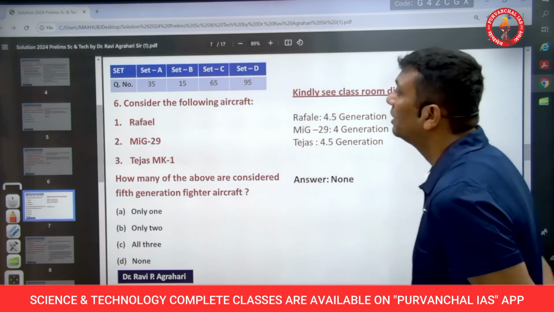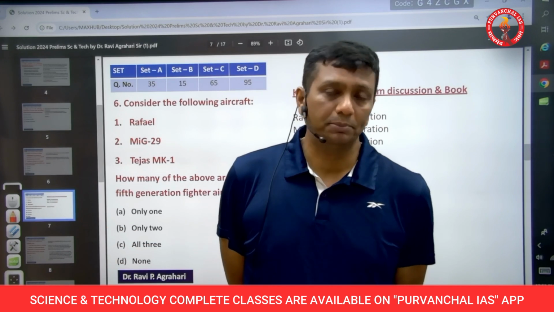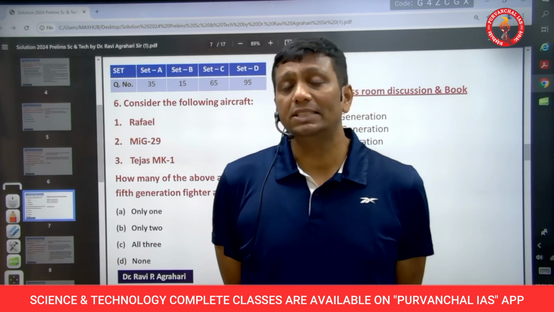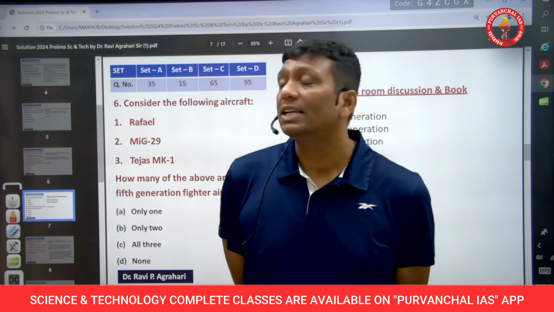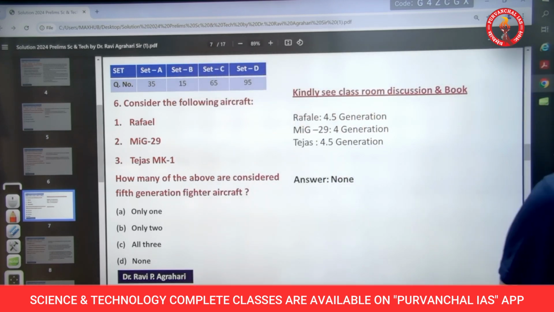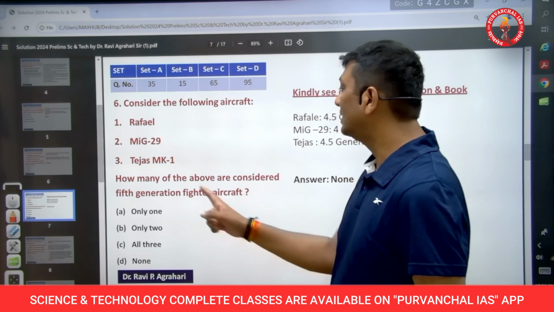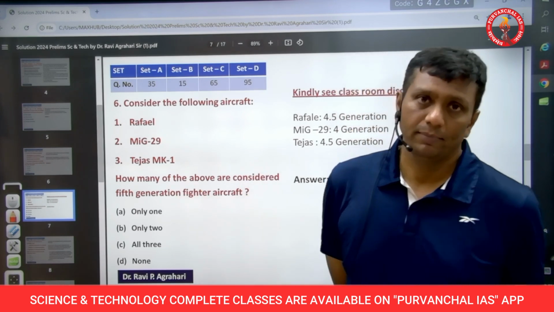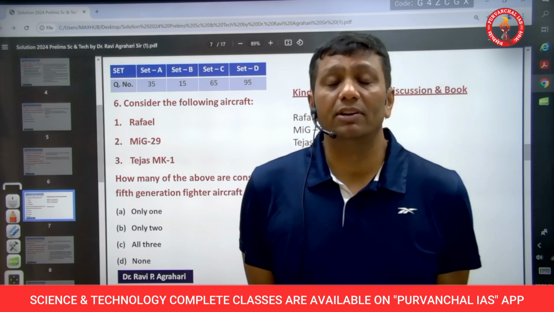Now this is the question paper from the defense chapter. Actually, defense is always a very least important chapter. But this year UPSC had 5 questions from defense in the prelims examination, and this is mentioned here. Consider the following aircraft: Rafale, MiG-29 and Tejas Mk1. How many of the above are considered 5th generation fighter planes? As I said in class, guys, India still does not have any 5th generation fighter planes.